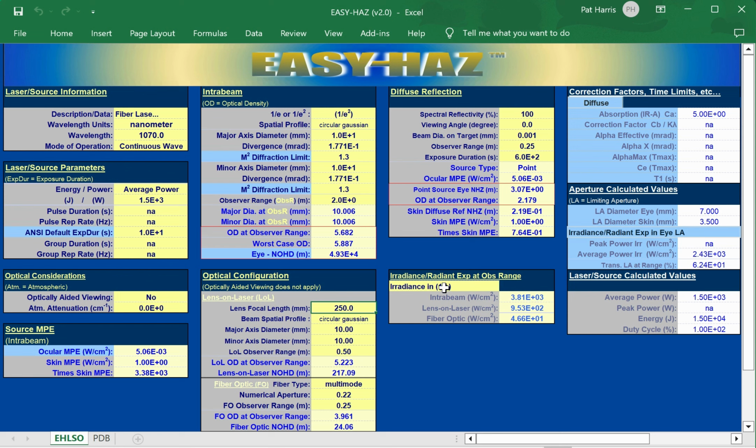But we do want it in 1 over e, because when we're talking about barriers and looking at the barrier standard, the barrier standards want to compare the irradiance in 1 over e. And of course, we have it for lens-on laser and fiber optic.